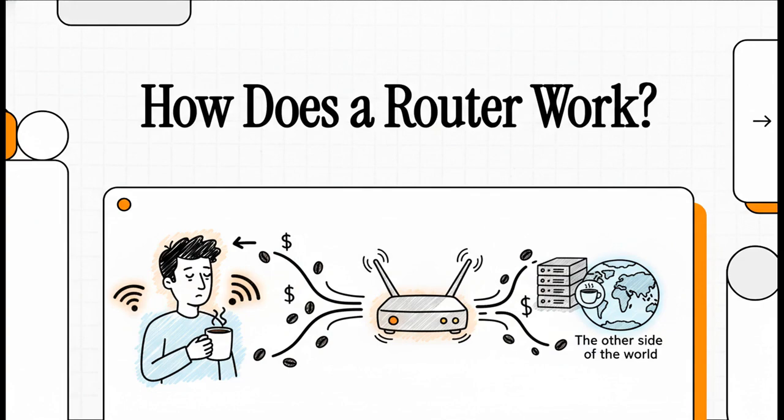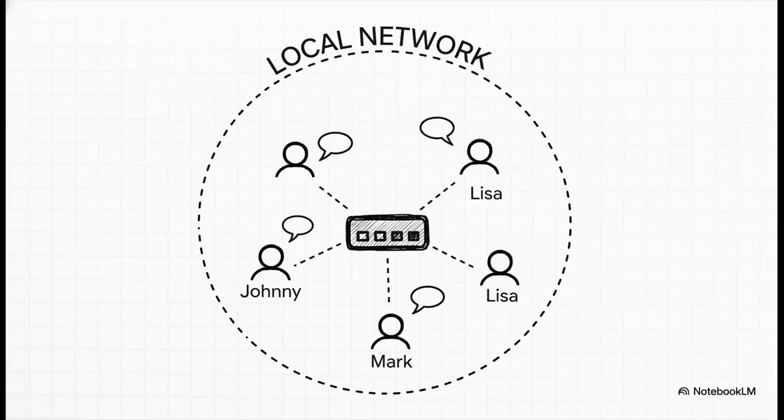To really get how it works, let's follow a super simple story about a guy named Johnny who really just wants a cup of coffee. So meet Johnny. He's on a local network, kind of like the Wi-Fi you've got at home. He can chat with his friends Mark and Lisa, no problem, because they're all hooked up to the same device, a switch. You can think of a switch as a small, private little club. It only connects people who are already inside the same building.